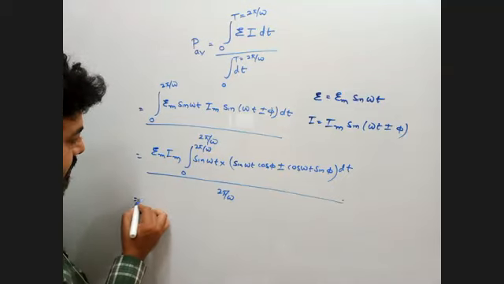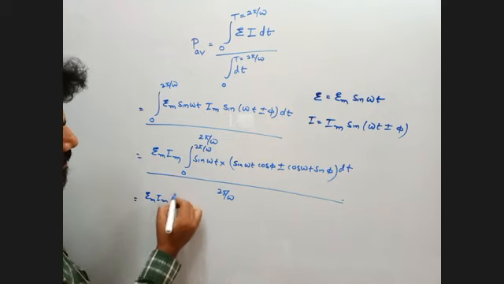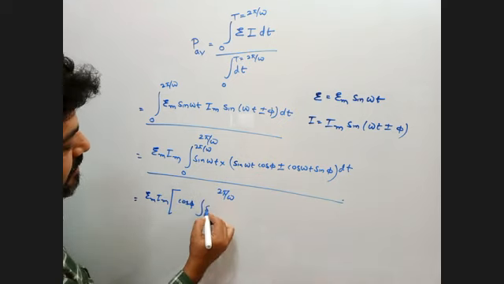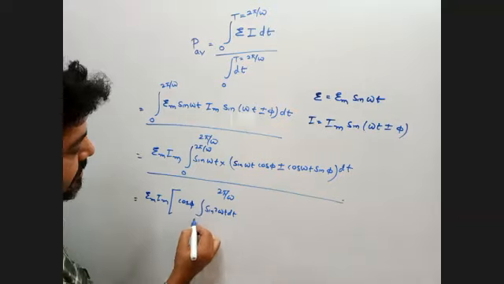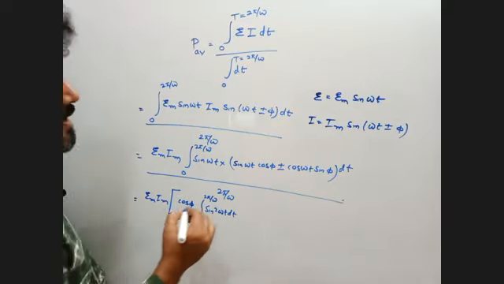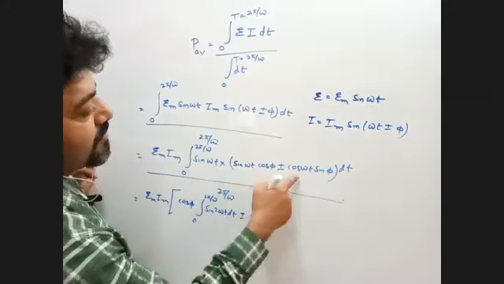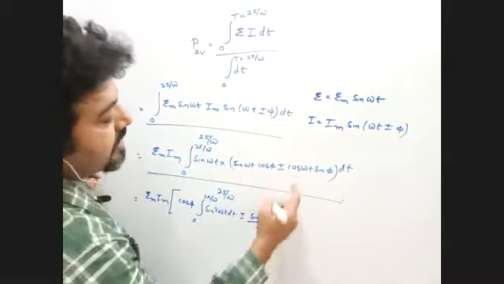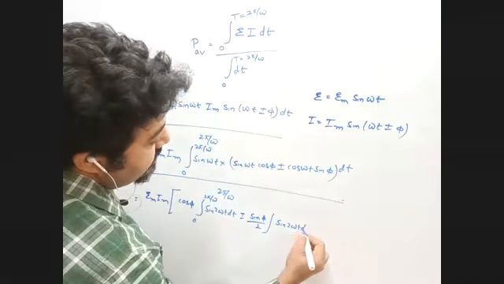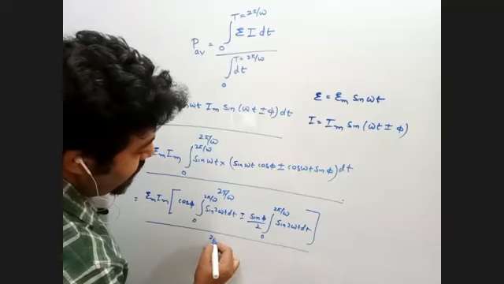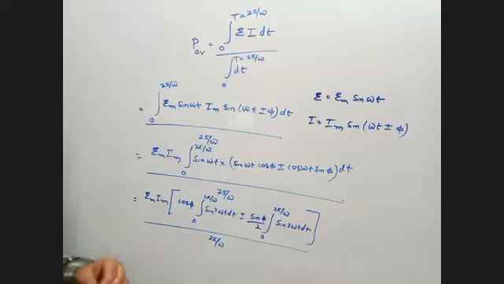Now from this, if we take EM IM common, for this part we have cos phi, sine omega t times sine omega t, dt from 0 to 2 pi by omega, plus or minus, taking sine phi out, sine omega t cos omega t, which is 2 sine omega t cos omega t divided by 2, that is sine 2 omega t, dt from 0 to 2 pi by omega, upon 2 pi by omega. Is it okay now? Yes, sir.